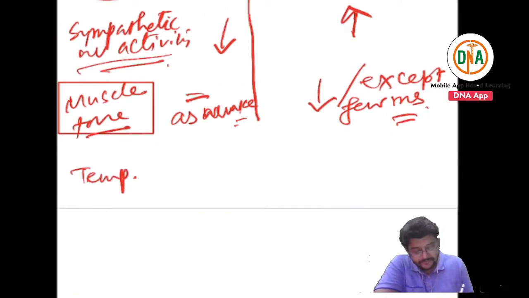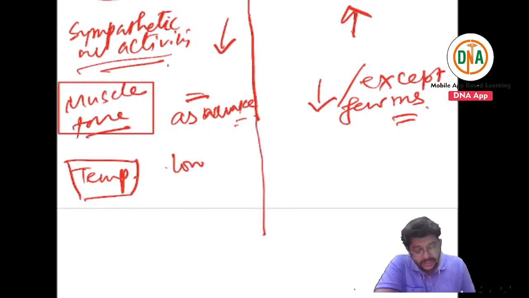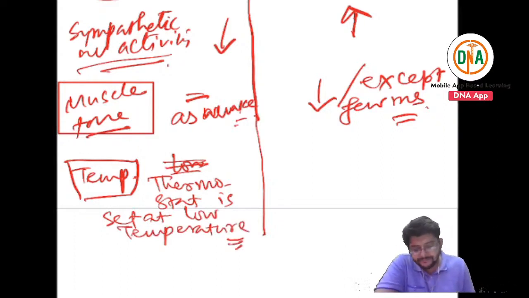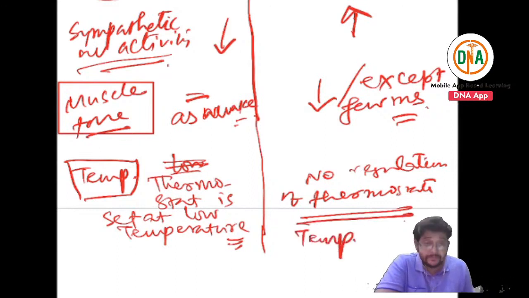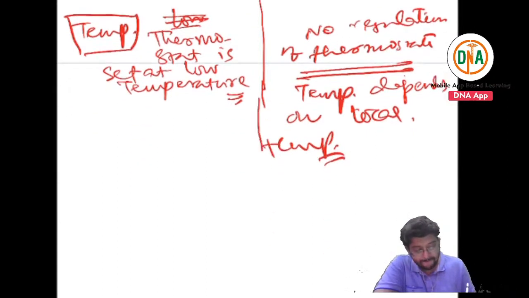And temperature: there is a thermostat in the hypothalamus. Once we go into the hypothalamus, you will understand. Basically, the thermostat is set at low temperature. And here there is no regulation of the thermostat. Temperature in REM sleep depends on local temperature or peripheral temperature.